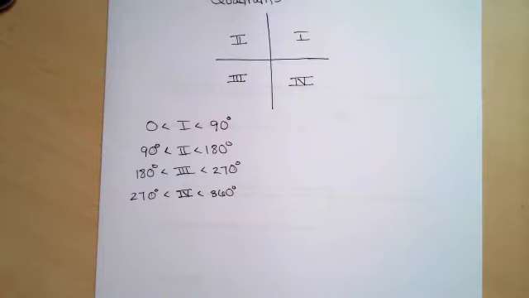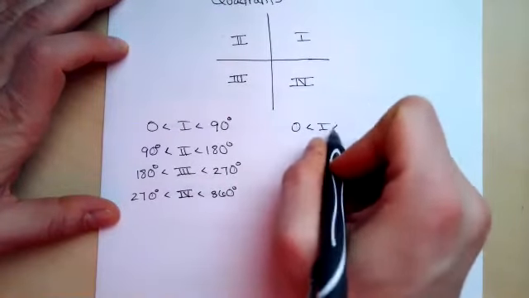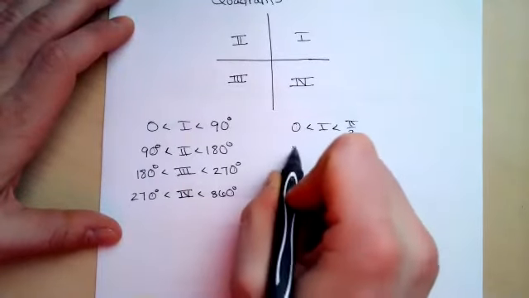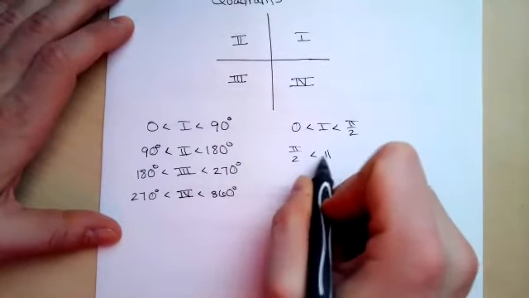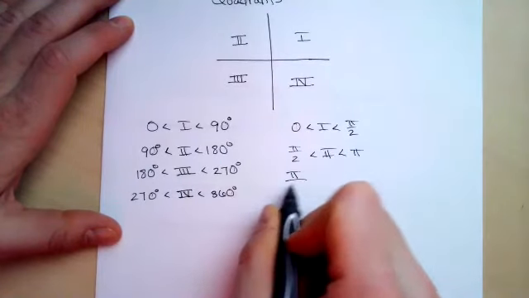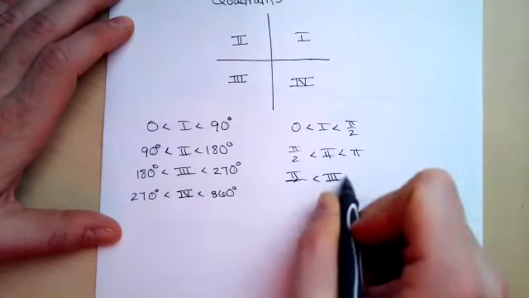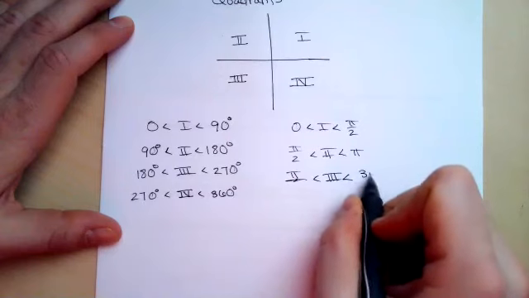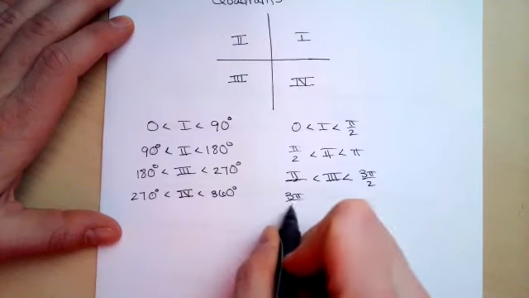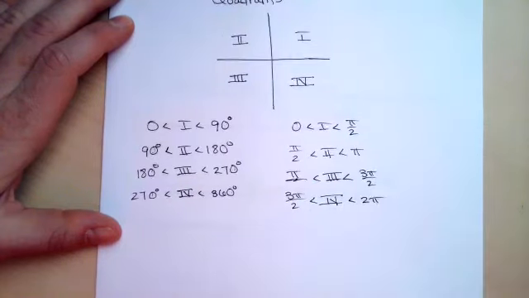Any questions? Let's write down, I guess, real quick. Same thing. Let's use radians. So pi over 2 radians is 90 degrees. Pi is 180 degrees. 3 pi over 2 is 270. And 2 pi is 360.